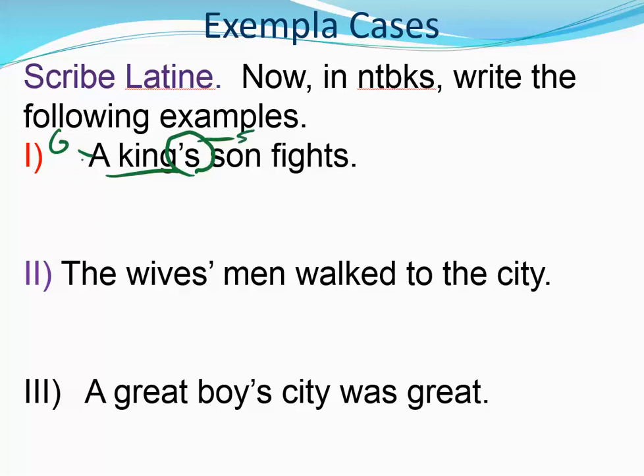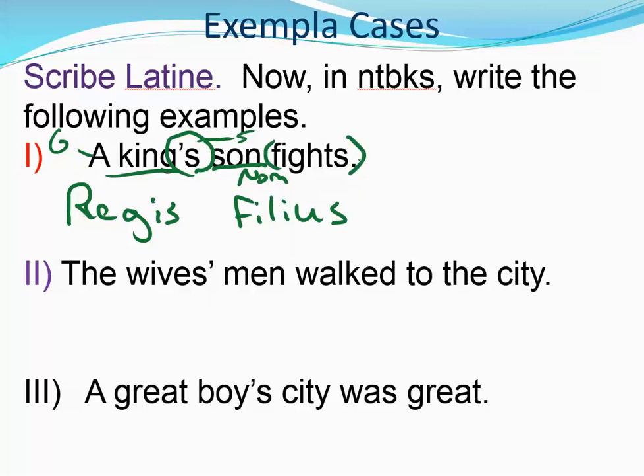So I can say genitive singular for king is the second word in the dictionary. That's regis. The son is the one fighting. He's doing the action, so he's the subject, so he's nominative. So that's just the first word in the dictionary, filius. Since he fights and it's present tense, I end up with pugnat with a T.